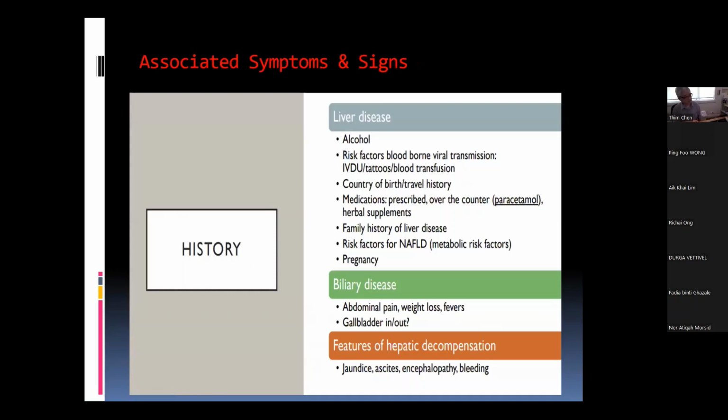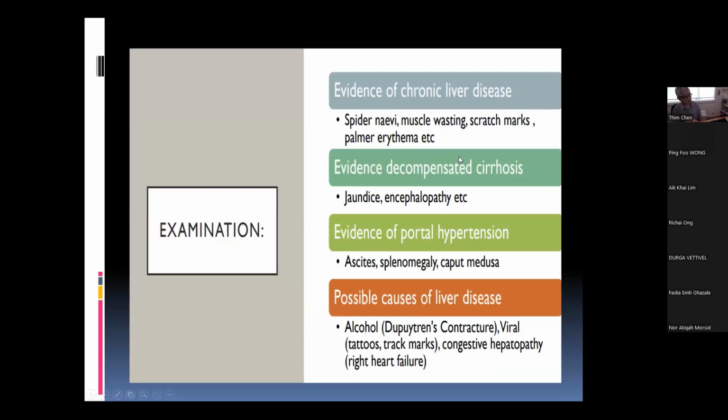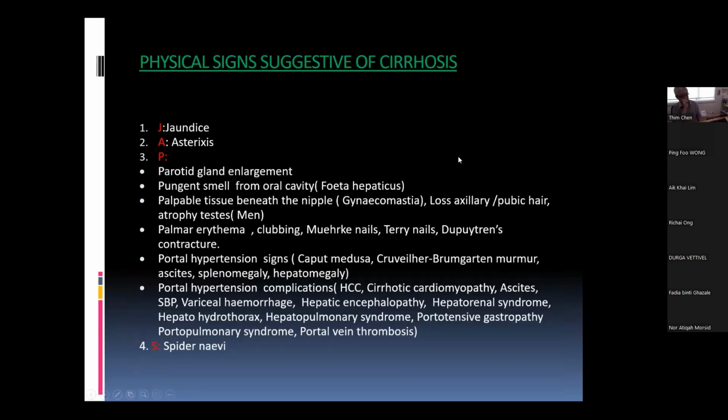Then you ask for symptoms and signs, which you all know. SOCRATES, A is associated symptom. Again, these are symptoms that can occur with cirrhosis, and also the signs with cirrhosis. I'm not racist, but I use this mnemonic. Japanese or Chinese also, or Koreans, they're all yellow, so I said, oh, yellow, we use JAPS, J-A-P-S. J for jaundice, A for asterixis. Then P, starting from head to toe, because I always remember things when I go from head to toe. Parotid gland enlargement. Then you smell them, they're smelly from the oral cavity.